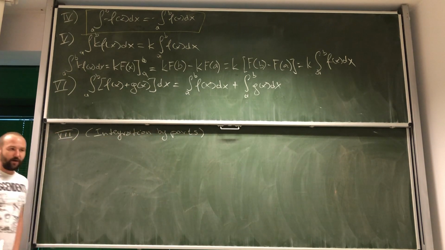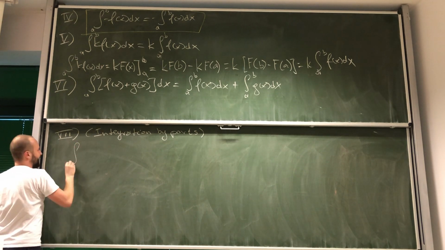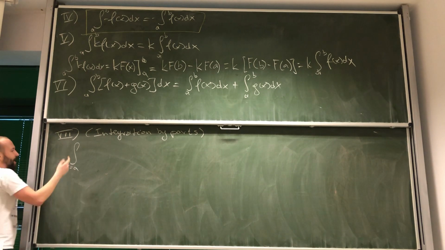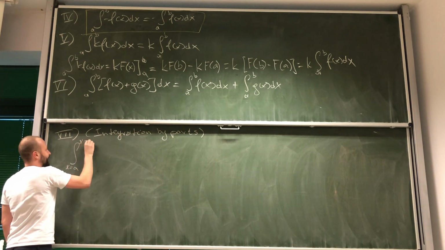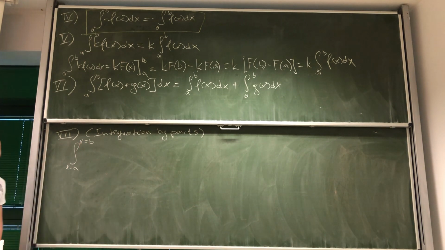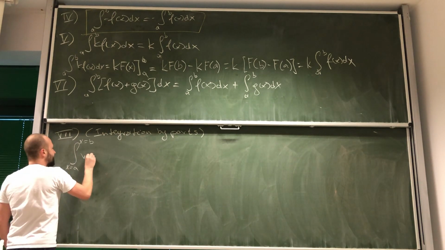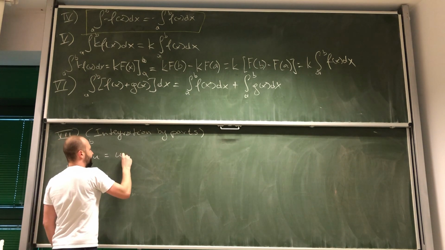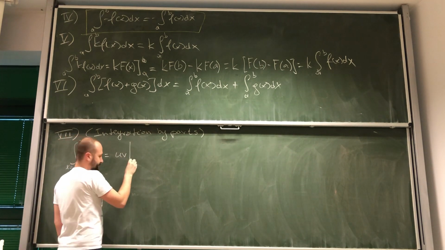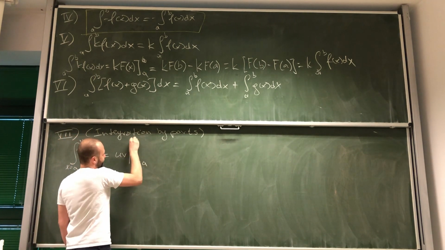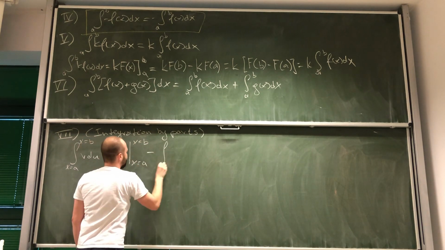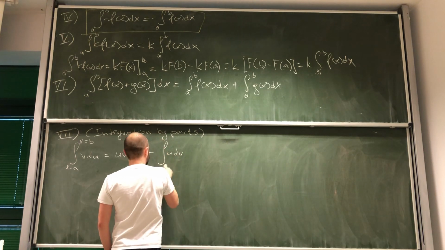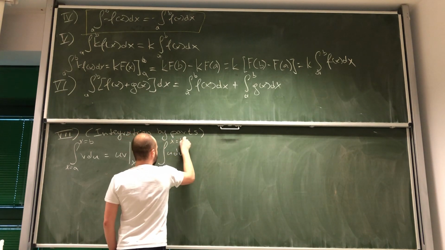Okay, so how would it go? So we've got the integral from x equals a to x equals b of v du is equal to uv from x equals a to x equals b, minus the integral of u dv from x equals a to x equals b.